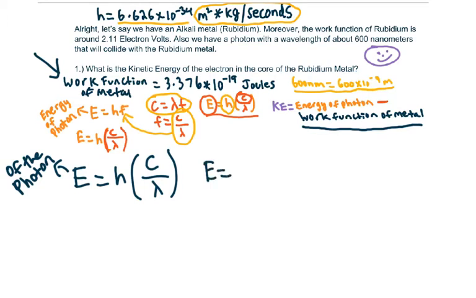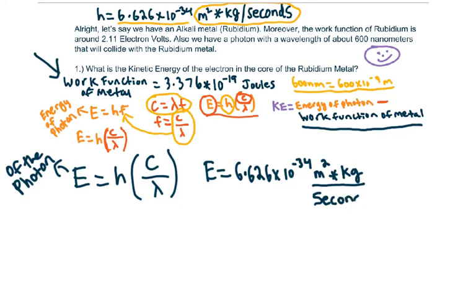So the energy of the photon is equal to Planck's constant, which is 6.626. And we wrote it right here just to remind us. So it's equal to 6.626 times 10 to the negative 34th meters squared times kilograms over seconds.